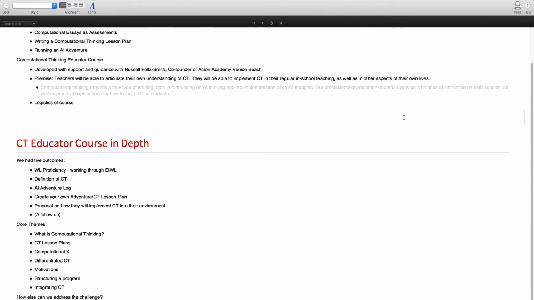Then we had them create their own computational thinking lesson plan so that they knew how to begin to integrate their own lessons into their already developed curriculum, as well as how to run their own adventure log. So in order to assess how they were going to do this, they submitted a proposal about how they were going to follow up on what they learned, and how they were going to act on that, whether it was through getting the approval of administration or the approval of a curriculum director. How would they go about ensuring that what they learned was actually put to use?